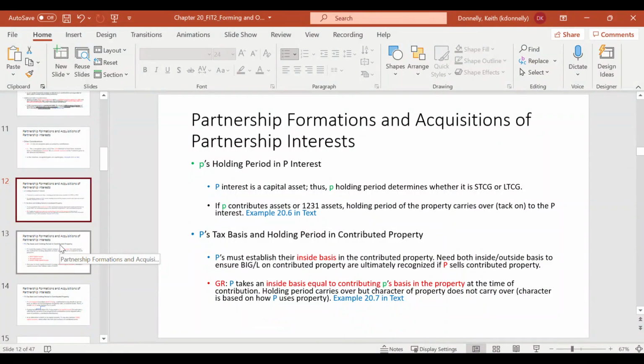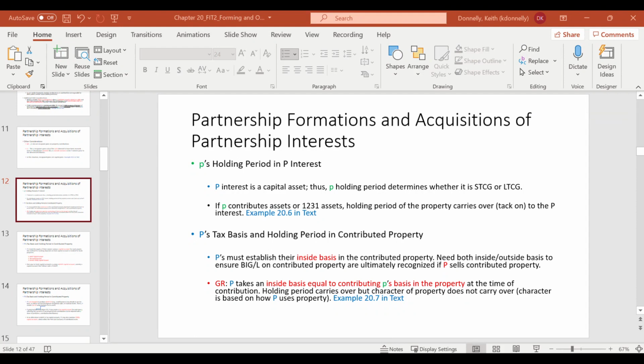Continuing here. So partnership interest is a capital asset. Thus, the holding period is going to determine whether it's short-term or long-term. If the partner contributes capital assets or 1231 assets, the holding period of that property is going to carry over to the partnership interest. So generally, you look at your partnership interest and you say, did I hold it for a year or more? Is this short-term or long-term? And that would be if you just did cash. If you gave property for your partnership interest, you would then look at the holding period of that property.